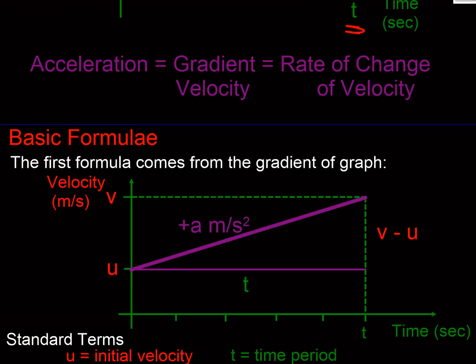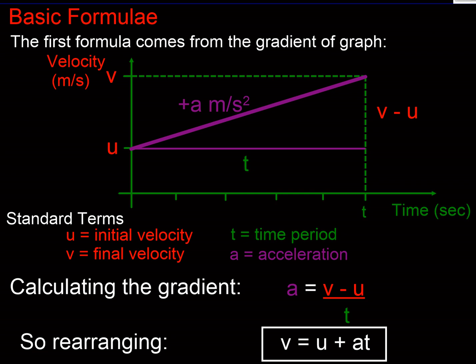Well, the first thing we might want to look at is the gradient of this line and how all our letters stick together. So over the period of time t, we increased our velocity by v minus u, didn't we? And therefore our gradient is going to be v minus u over t. That's our gradient, and we know that our gradient is a. So we've quite quickly created our first formula here, that a equals v minus u over t.